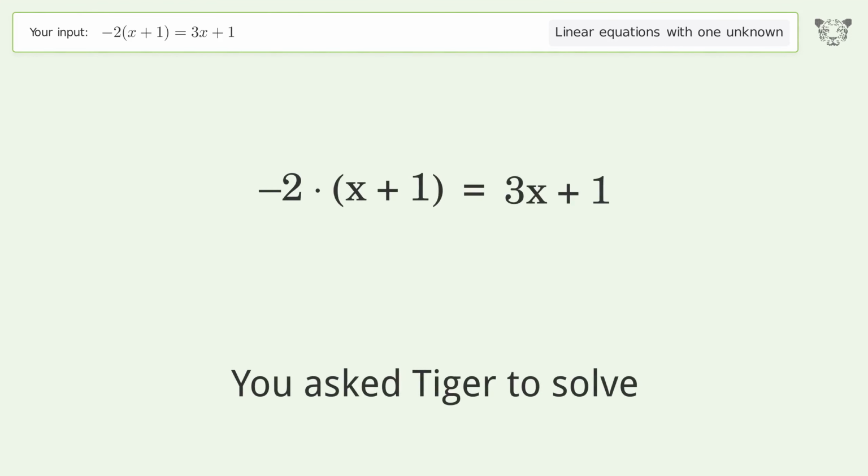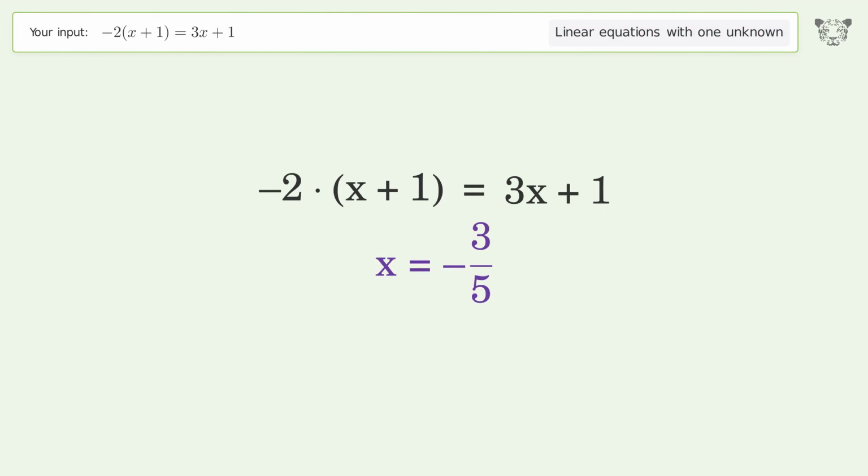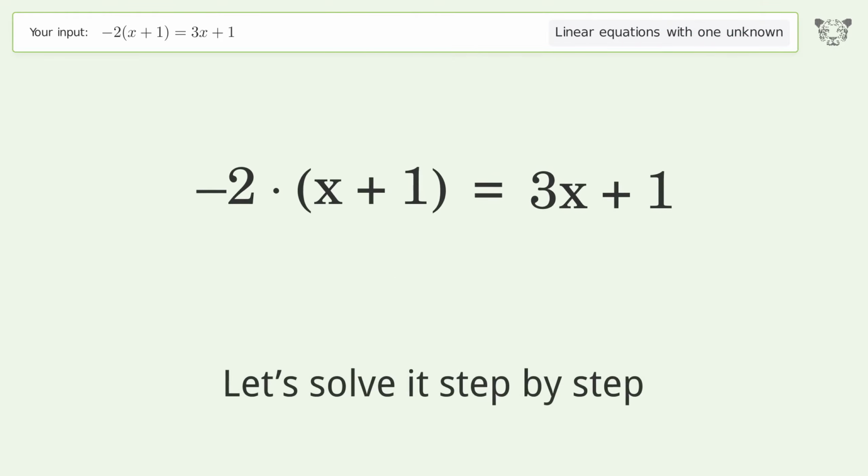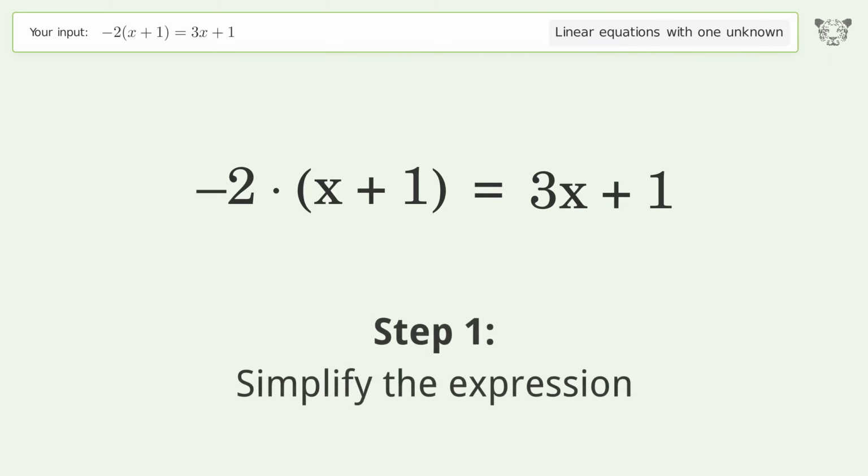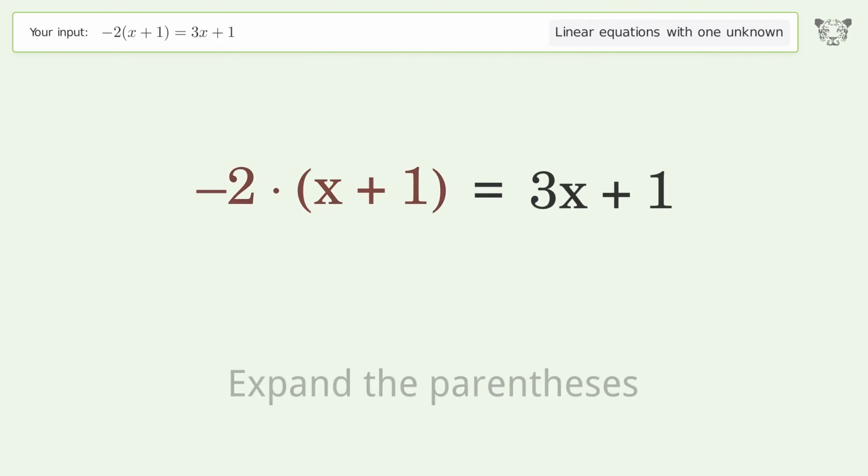You ask Tiger to solve. This deals with linear equations with one unknown. The final result is x equals -3/5. Let's solve it step by step. Simplify the expression. Expand the parentheses.